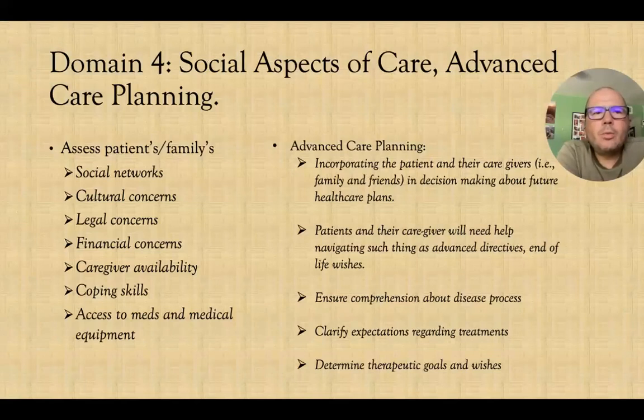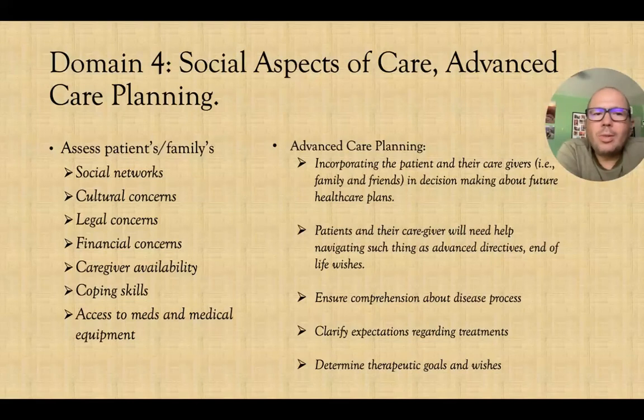Domain number 4 is in regard to helping the patient navigate the social aspects of care, any advanced care planning. This should bring to mind, for example, advanced directives. In helping the patient with this and their family, we have to assess the patient and the family's social networks, cultural concerns, legal concerns such as making a will, any financial concerns, financial resources, caregiver availability, coping skills, access to meds, medical equipment.